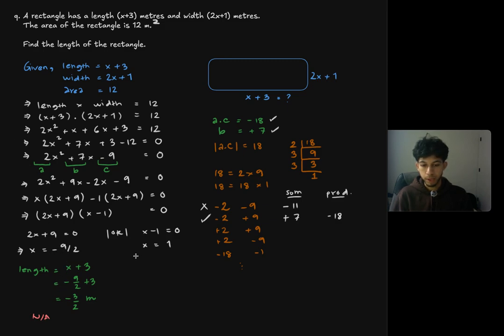So let's explore x equals 1. When x equals 1, the length is 1 plus 3, as the equation is x plus 3. 1 plus 3 is 4 meters. And that is our answer.